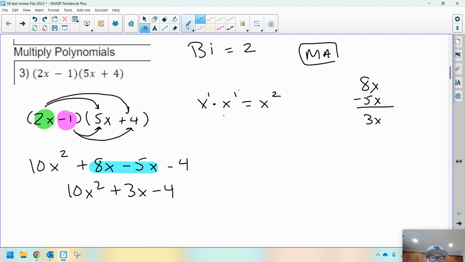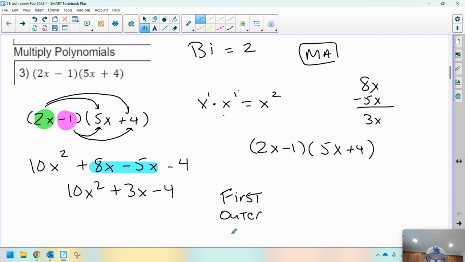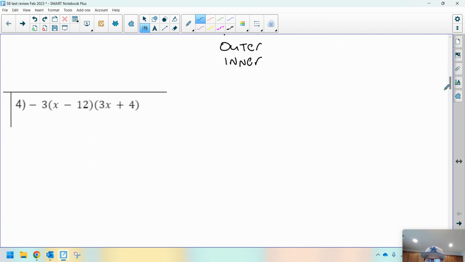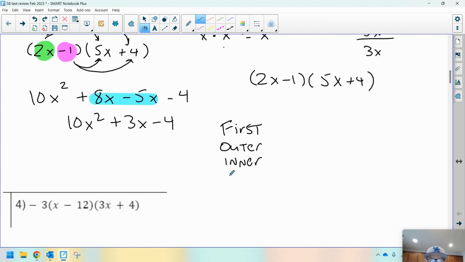If you did the FOIL method, okay, I know Mr. Lynch's class did a lot of foiling with that, and I learned that myself. So let me rewrite this, and let's talk about the FOIL. 2x minus 1 and 5x plus 4. First, outer, inner, and last.